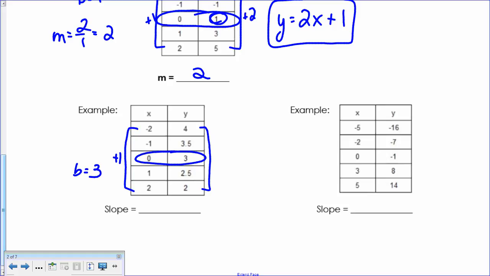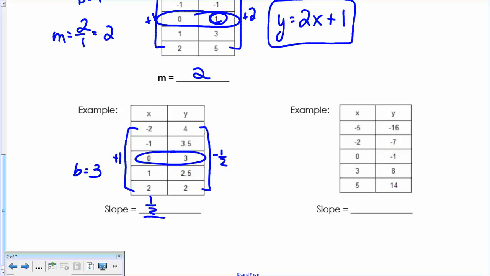Nick? Decreasing by what? Not 1.5. Dane? Yeah, it's decreasing by a half every time, right? So 4 to 3.5 to 3 to 2.5 to 2. So if I put that change, even if you write it as a decimal, 0.5 over 1 is 0.5, or a half. Okay, so again, try to stay away from writing slope in a decimal form.